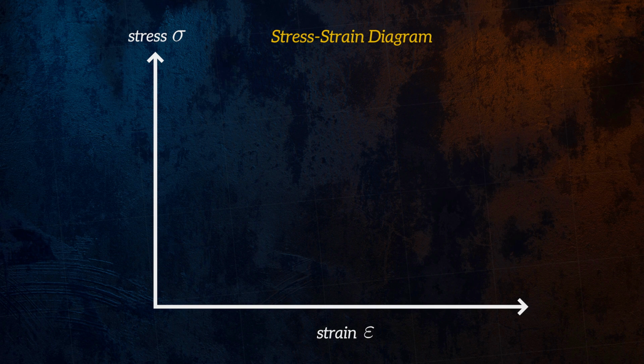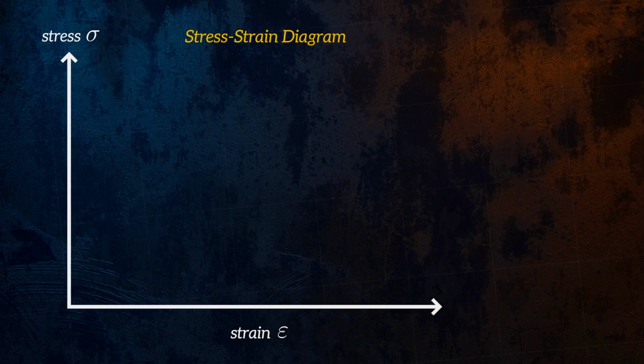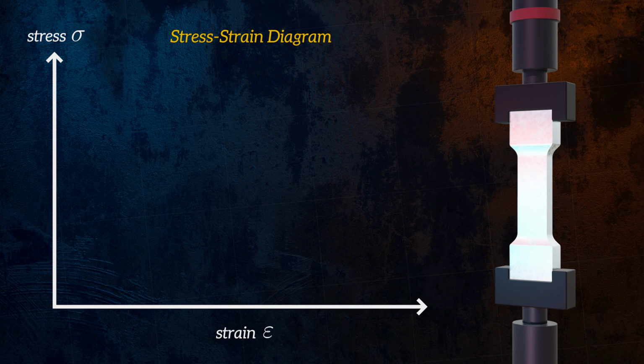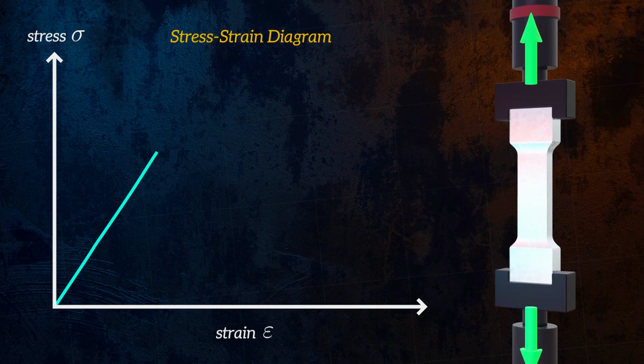Stress-strain diagrams are different for different materials. We can obtain the diagram for a specific material by performing a tensile test. This involves applying a known force to a test piece and measuring the stress and strain in the test piece as the applied force is increased.